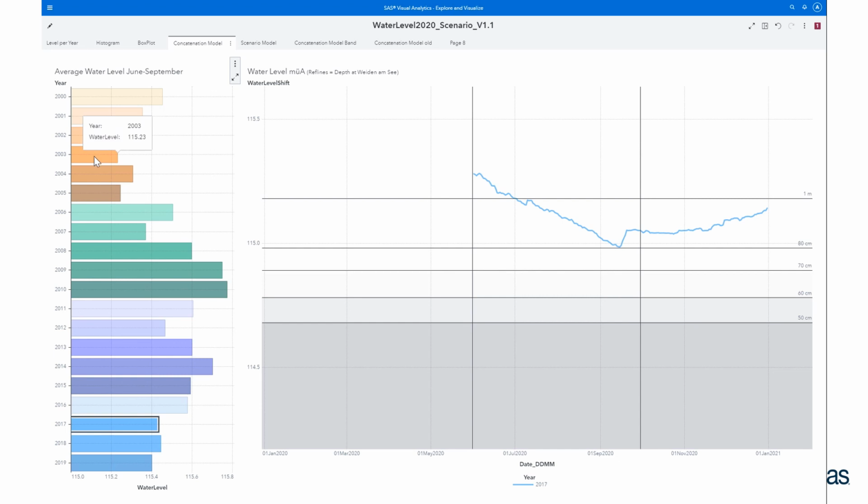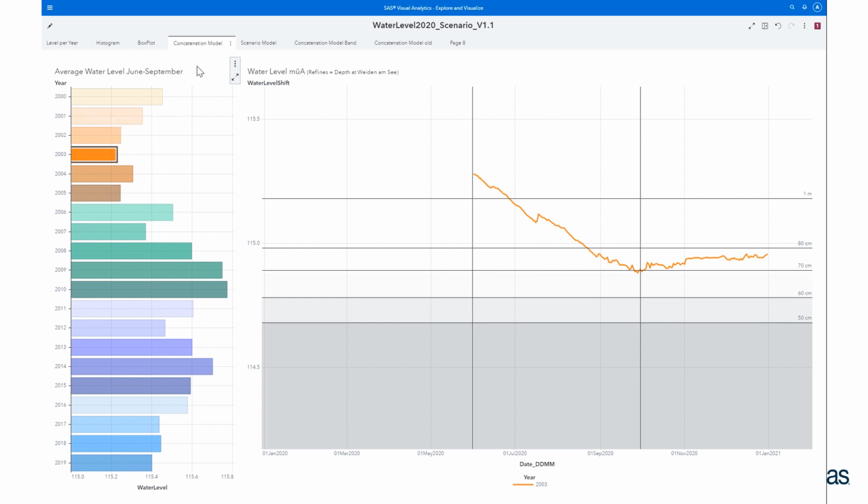Also, if we take a look at years where we had a very hot summer, like 2003, for example, we would even drop under 70 centimeters, which would be a problem for many boats exiting our harbor in Weidnamsee.